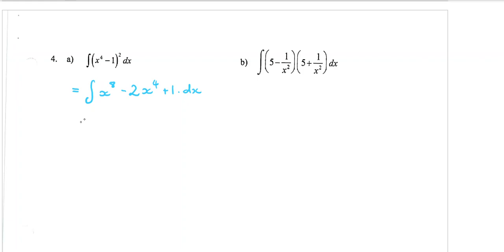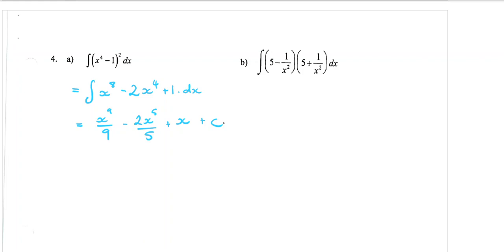Okay, now I can integrate it. So add 1 to the power is a 9, divide by the 9. Then minus 2, add 1 to the power is a 5, divide by the 5. The 1, I need to add an x to that, and then a plus c. And that's how we have to do those ones.